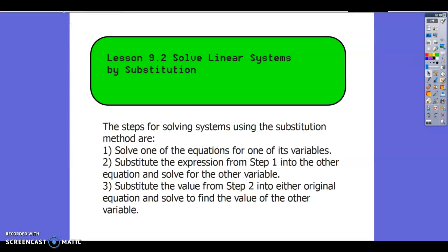All right, guys, I'm going to go through a couple examples for substitution. So remember the steps. Solve one of the equations for one of its variables. Substitute the expression from step 1 into the other equation and solve for the other variable. Substitute the value from step 2 into either original equation and solve to find the value of the other variable.